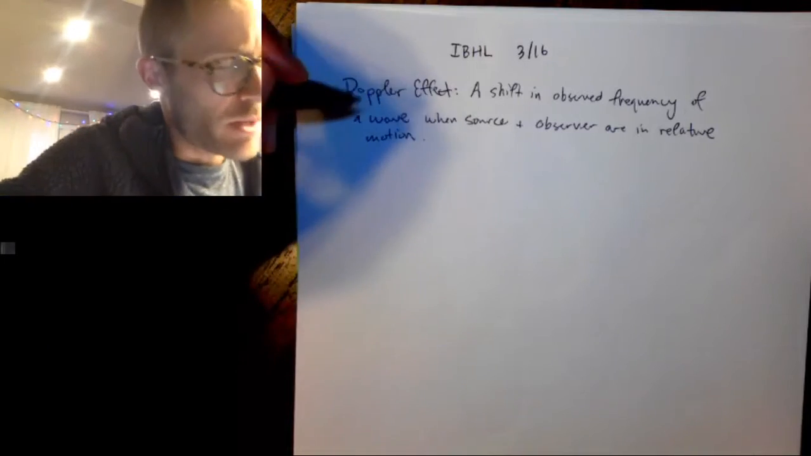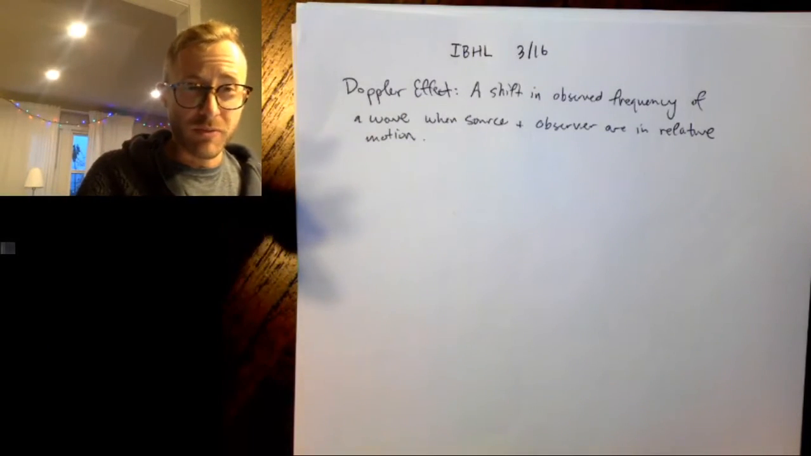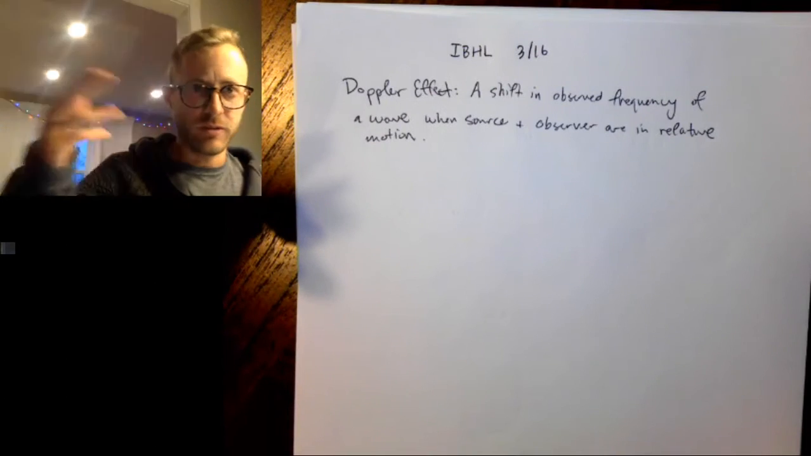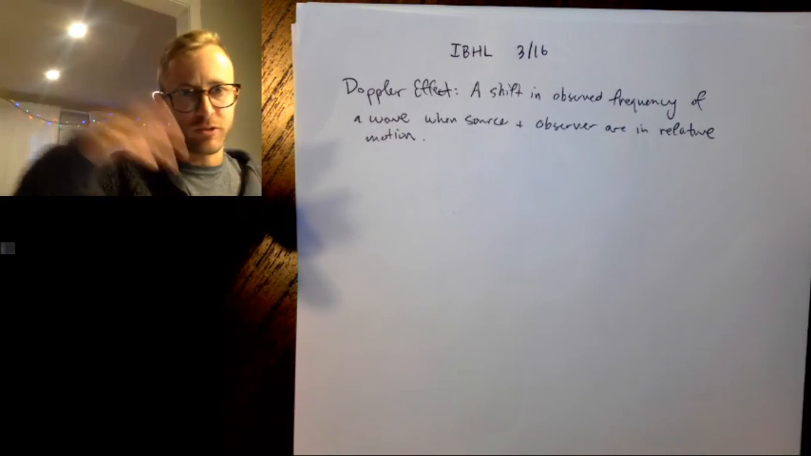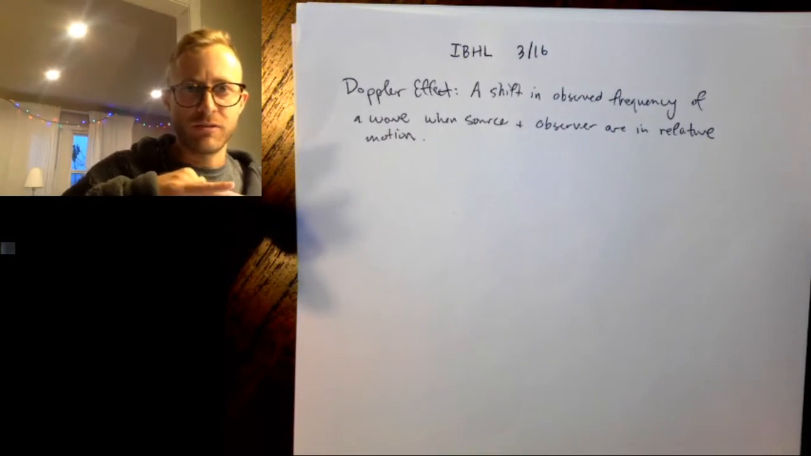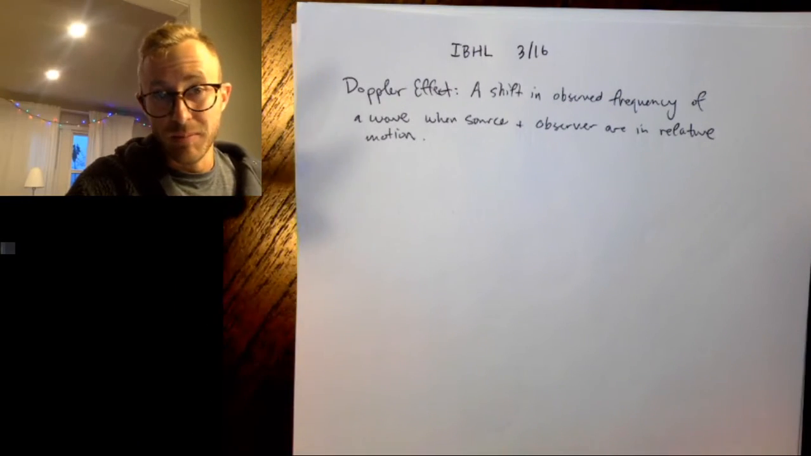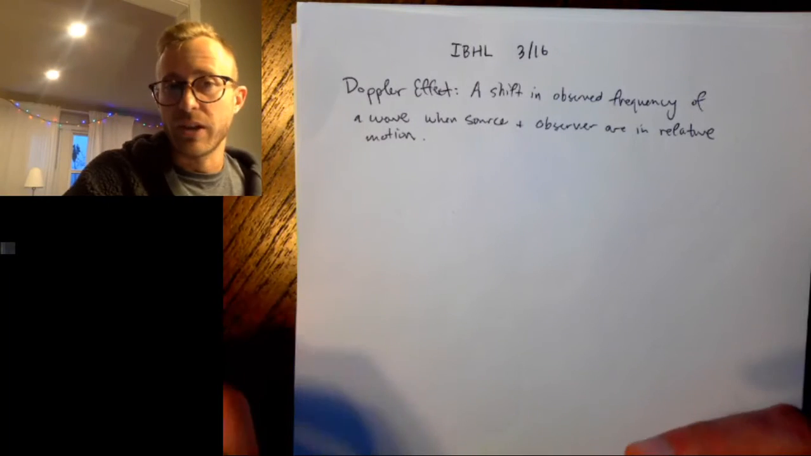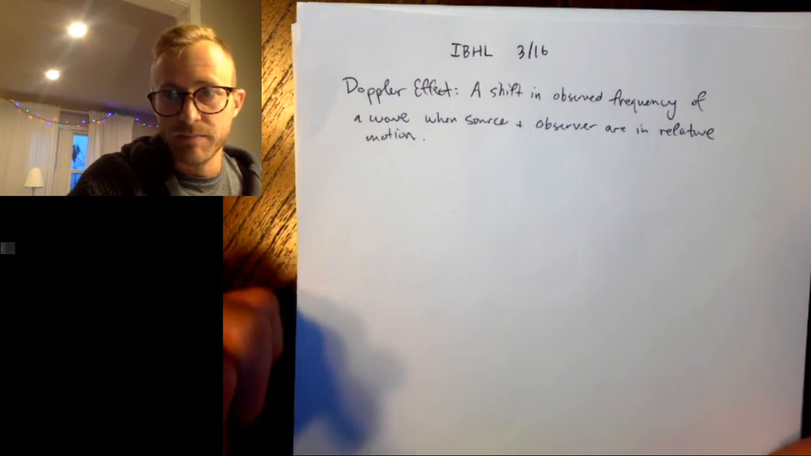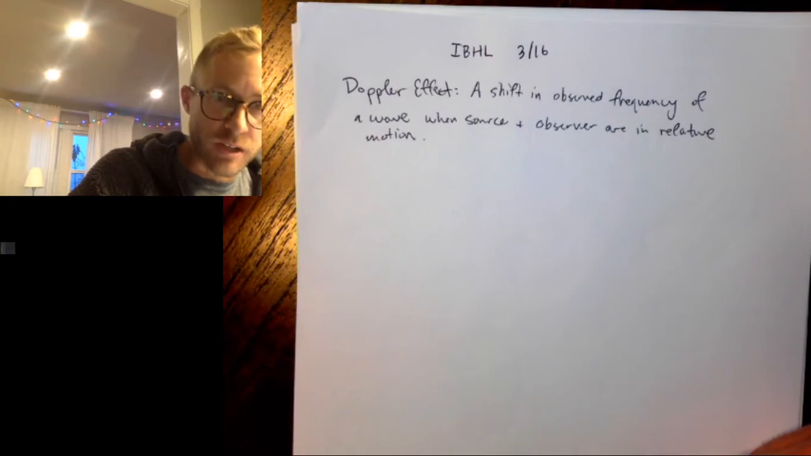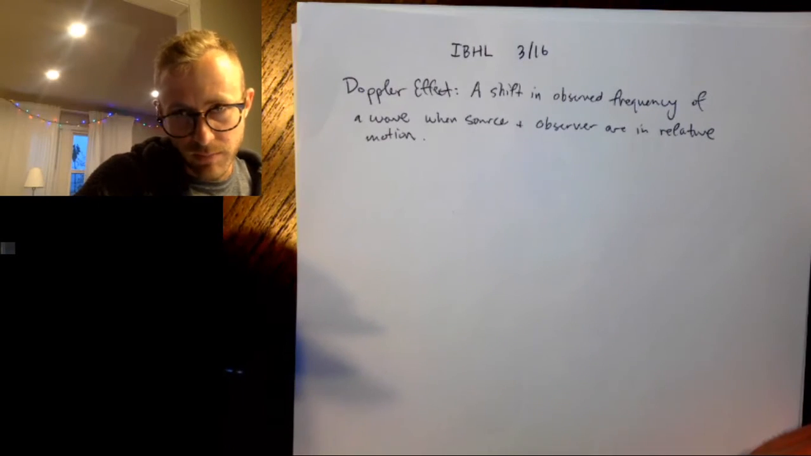Okay, so if it's the Doppler effect with sound waves, you're going to hear a shift in pitch. When an ambulance goes by, you hear that change. That's the Doppler effect. If it's the Doppler effect of an electromagnetic wave, like light, you're going to get a shift in the frequency of the electromagnetic wave, which corresponds to color.